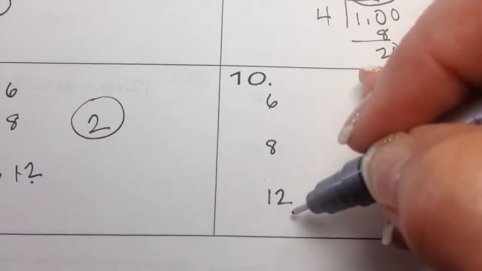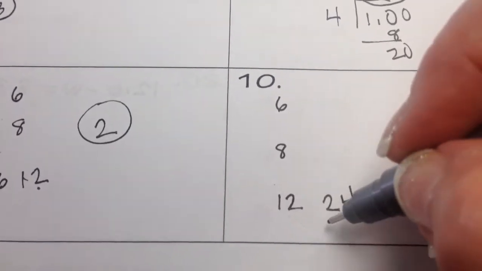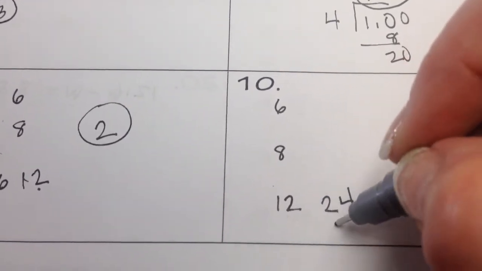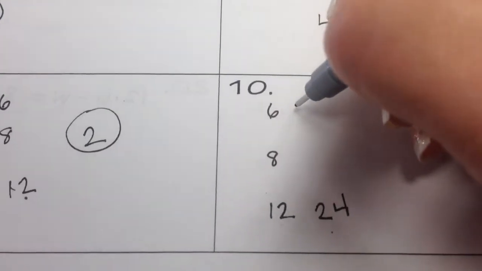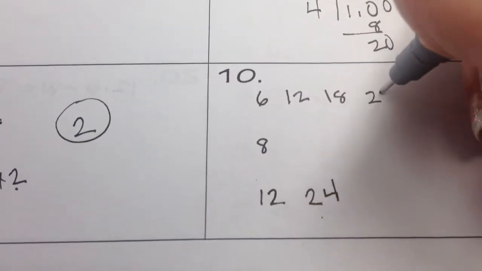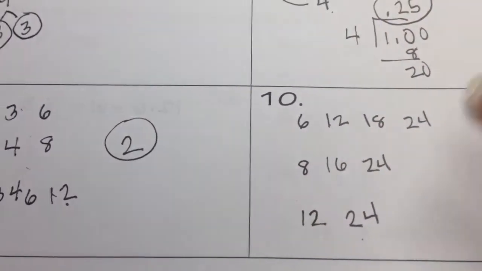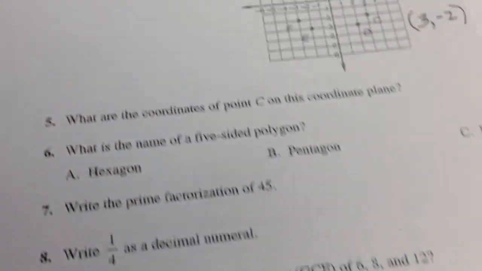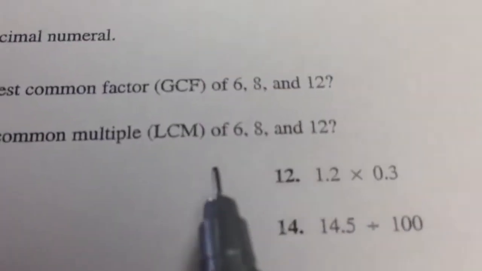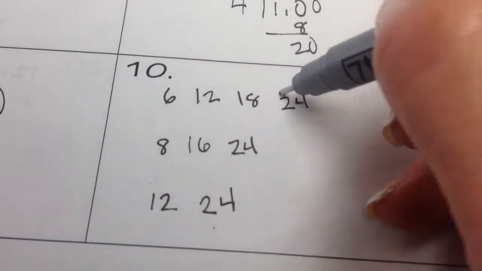And since 12 times 2 is going to be my least multiple of 12. So 6 times 2 is 12, times 3 is 18, times 4 is 24. 8 times 2 is 16, times 3 is 24. So what is the least common multiple of those three numbers? That is going to be 24.